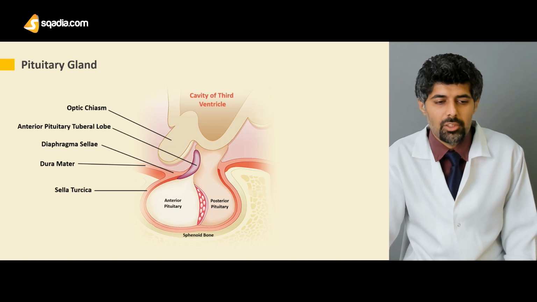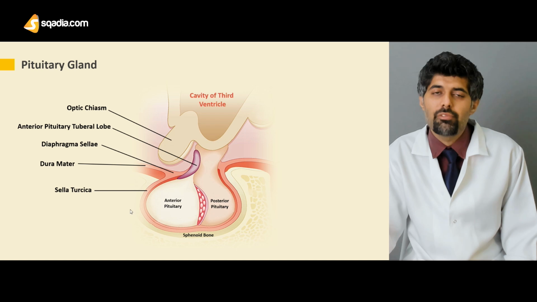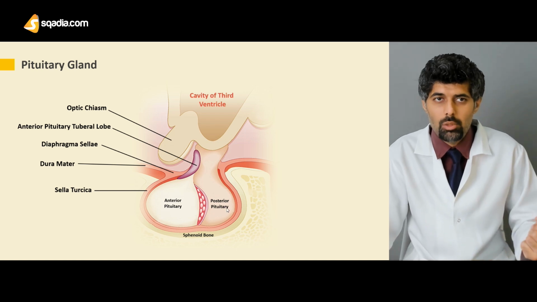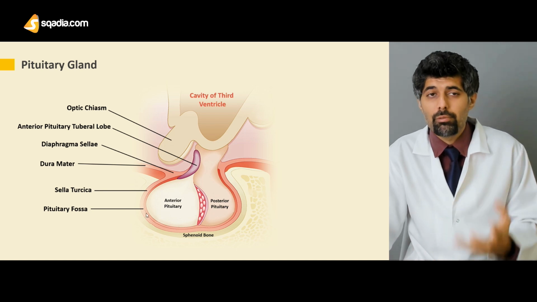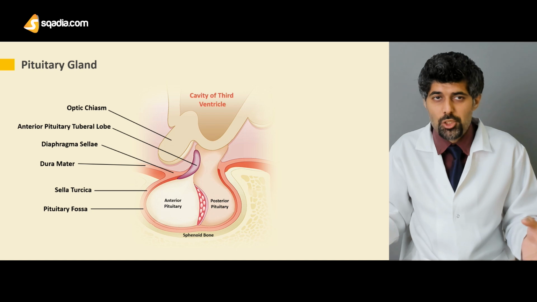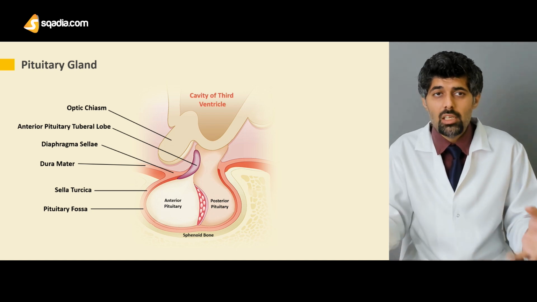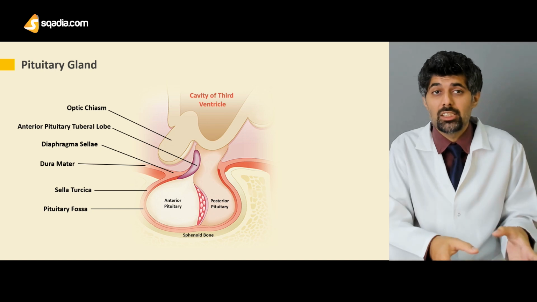Next is the sella turcica. Now this again is the depression in the sphenoid bone that I was talking about. Next is the pituitary fossa. The pituitary fossa is the name given to the depression inside the sphenoid bone where the pituitary gland resides.